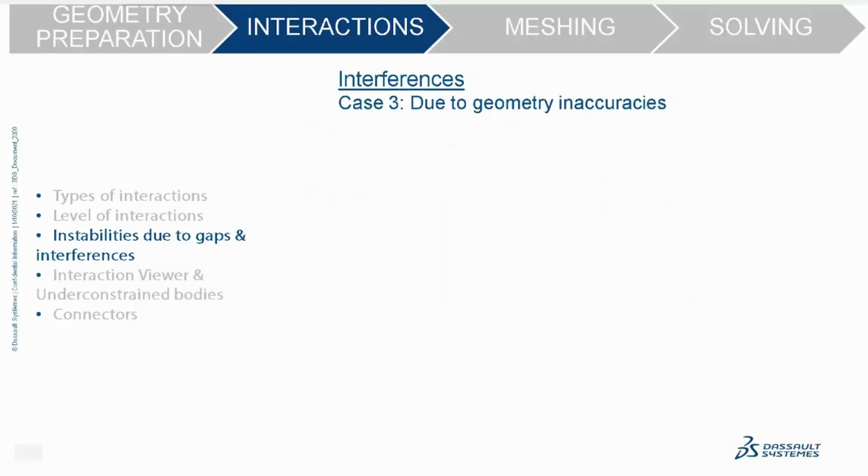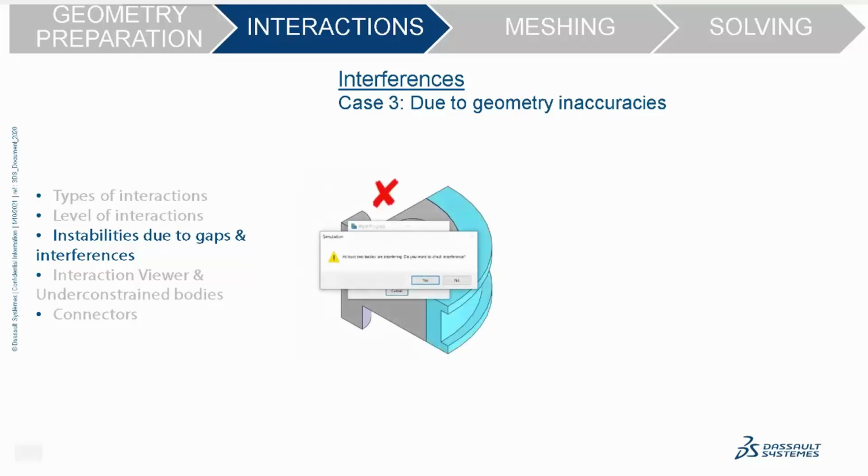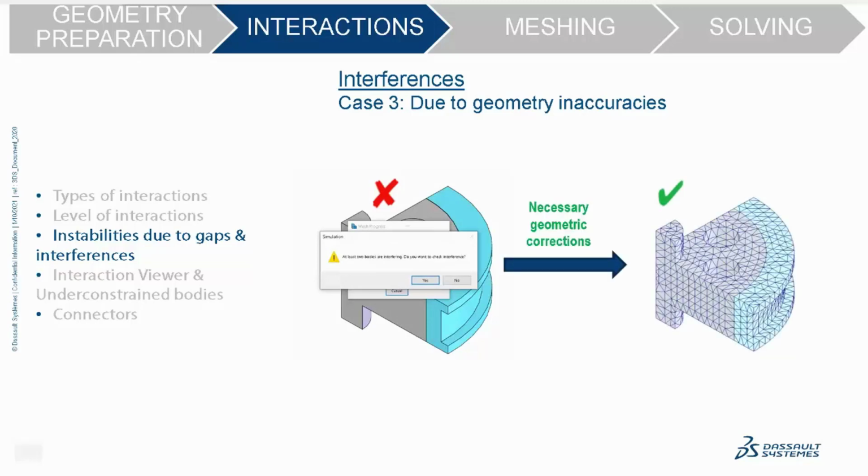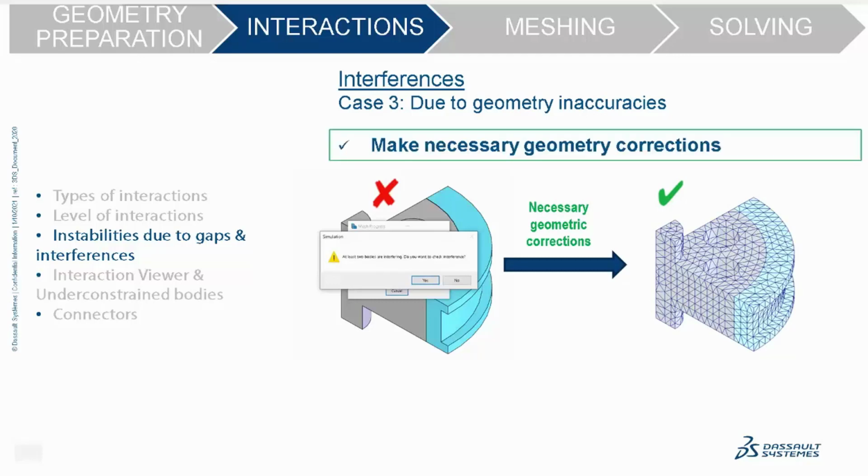The third type of interference can be due to geometrical inaccuracies. If you remember in one of the earlier slides, Mai has briefed us about how to tackle the geometric inaccuracies using the Boolean operations. Let me proceed to show you what we have in this scenario. As mentioned earlier, in this case, we have interferences due to incorrect dimensioning. You can make necessary geometry corrections in order to eliminate the interferences, thus we are able to create the mesh successfully.